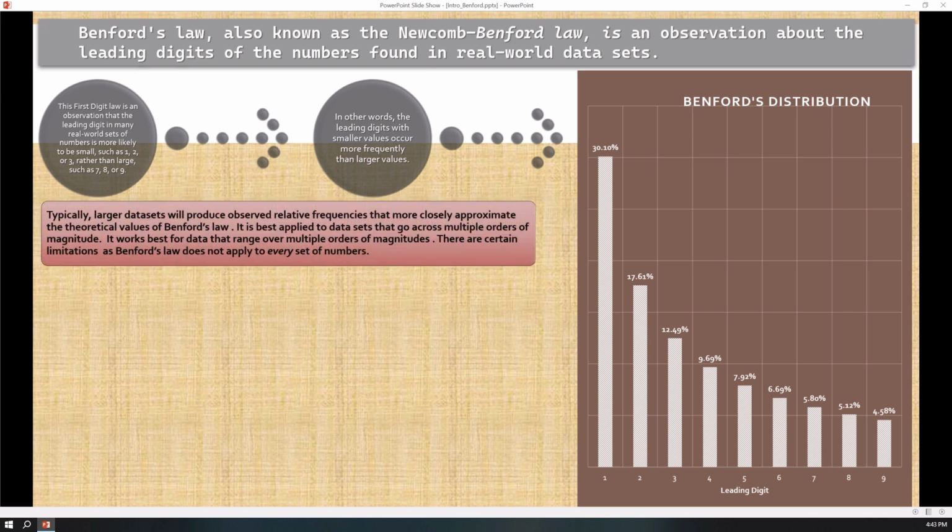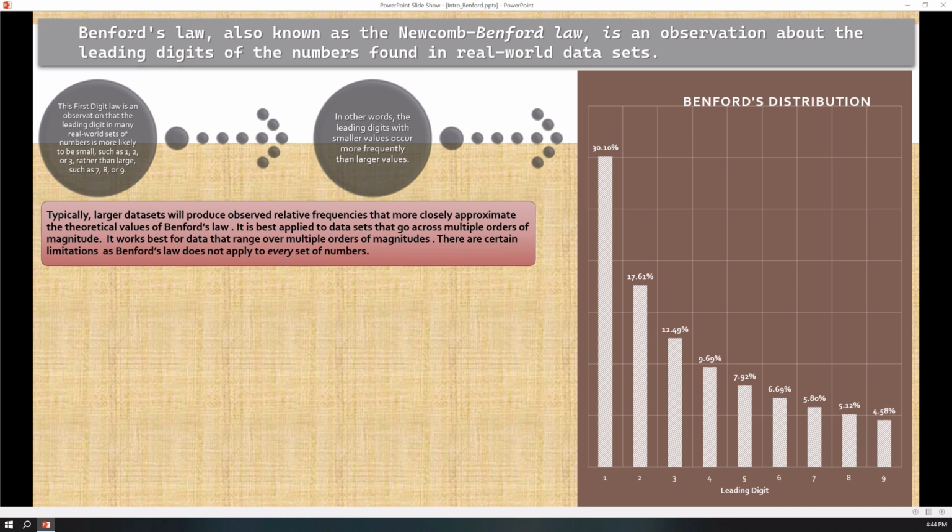Now, typically larger datasets, for example a sales dataset or a financial dataset, will produce observed relative frequencies that more closely approximate the theoretical values of Benford's law, right? So what do we mean by that? Say, for example, you have a sales dataset, and as we all know, the sales vary every day. Say you have a $100 sale in a day, and the next day there is 300, another day it is 1,000, or another day it's $50. So those numbers keep varying, right?